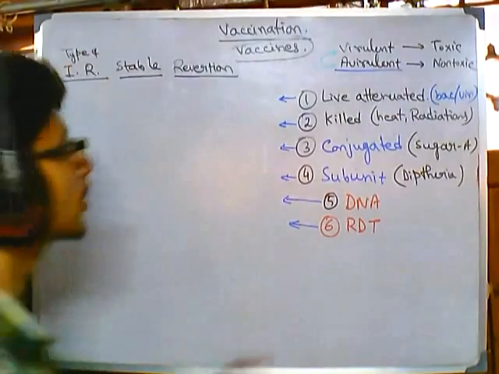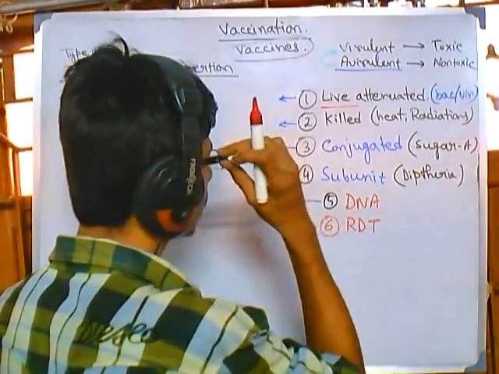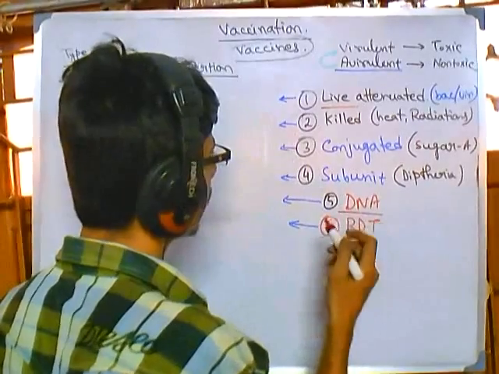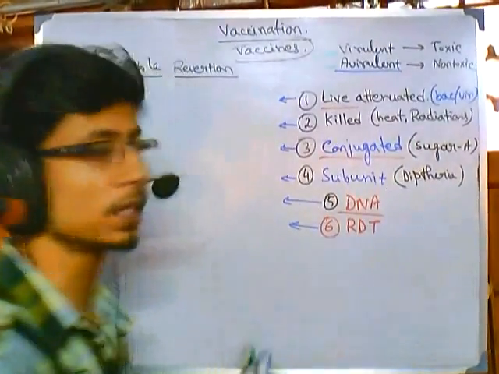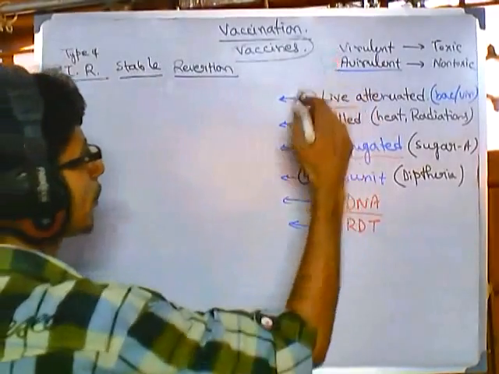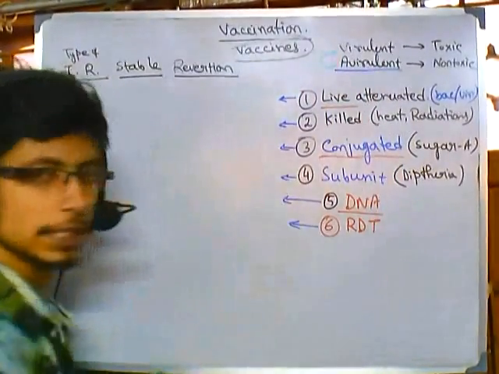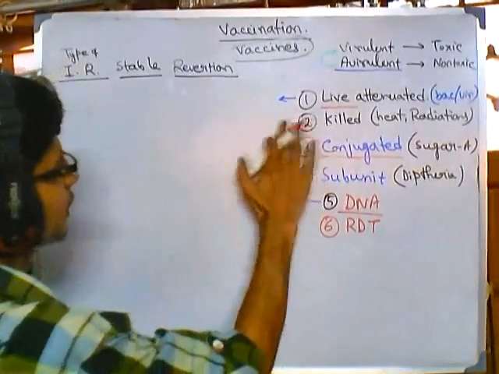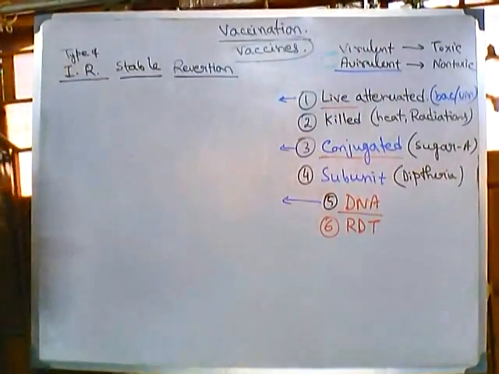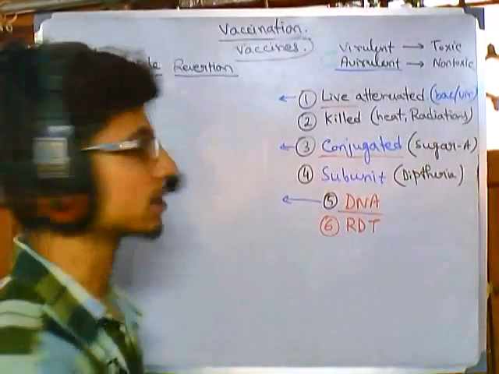We mainly focus on live attenuated, then DNA, and also conjugated. We will be focusing on these three because one is from the whole bacteria, one is from the subunit part, and another is the DNA part, because RDT is more or less the same. We will be focusing on these three major categories. Okay, so now let us first talk about the live attenuated vaccines.